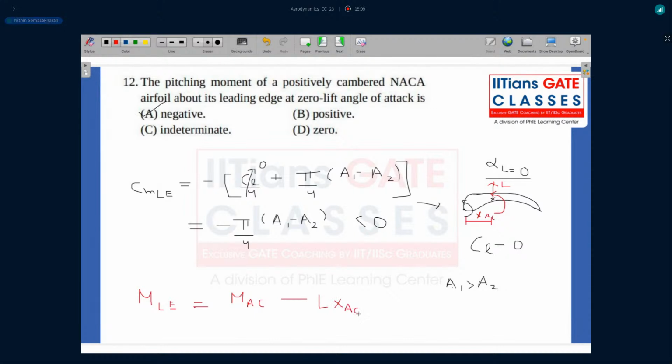All right. And in our case, lift is basically zero because it's a zero lift angle of attack. So this goes away. So moment at the leading edge is exactly equal to moment at the aerodynamic center. And we know that a positively cambered airfoil, especially NACA airfoils, have negative moment at the leading edge, a negative moment at the aerodynamic center. So hence the right option here is option A, right? So in these two ways you can try to imagine this problem. Clear, guys? Any questions?